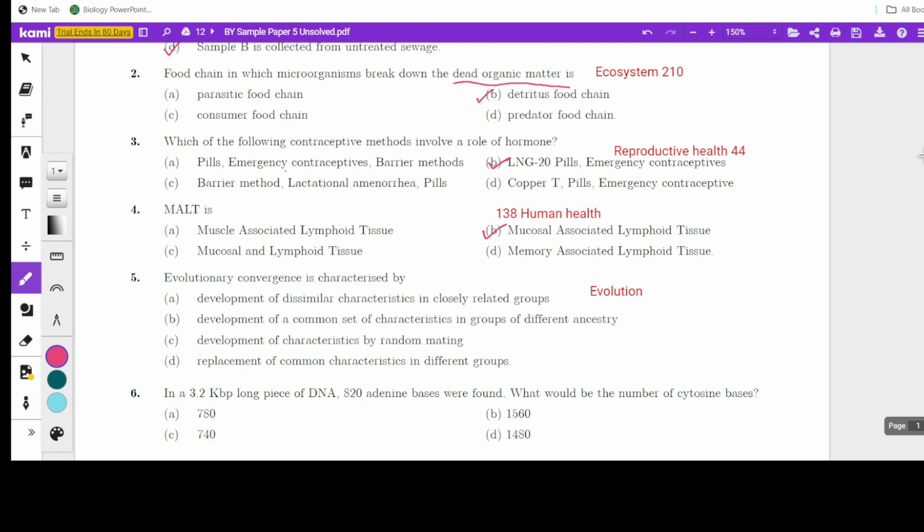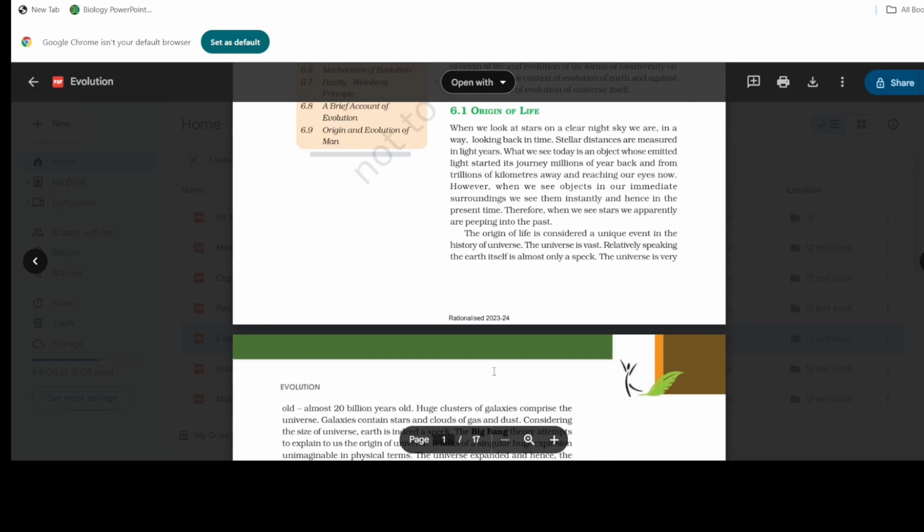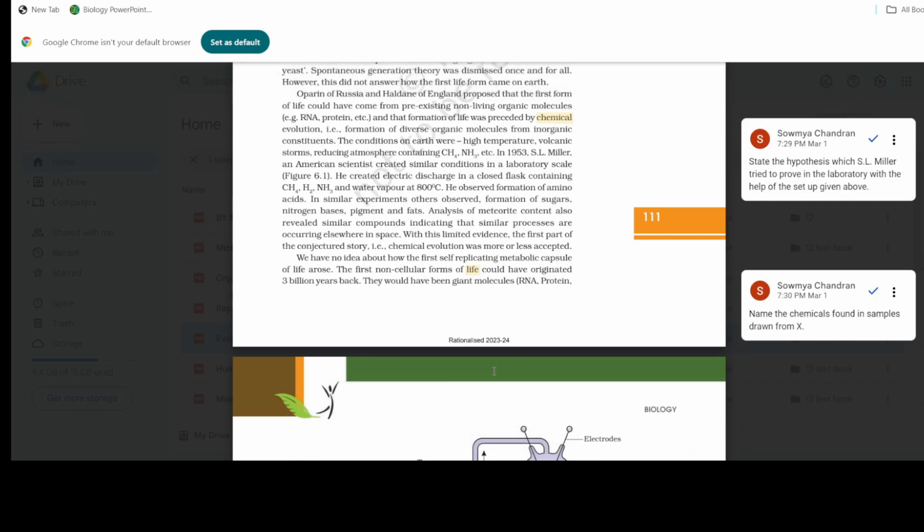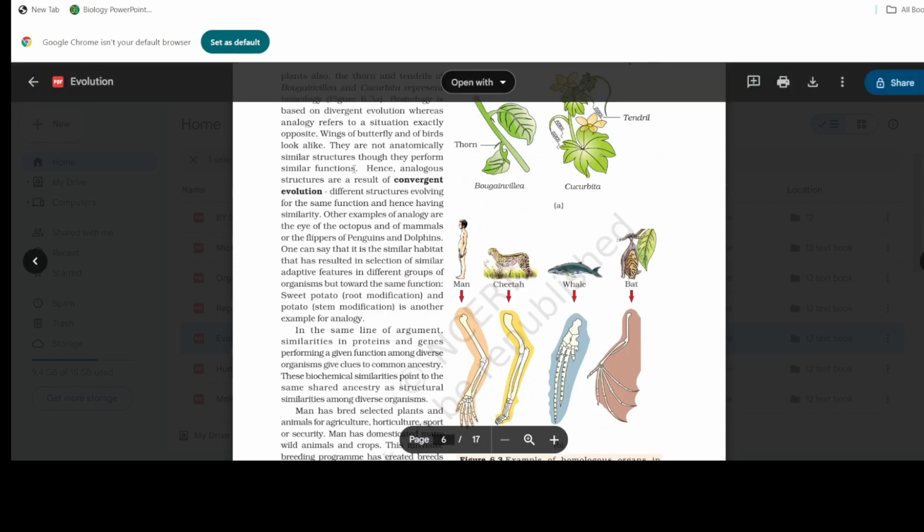Evolutionary convergence is characterized by, so convergent evolution, okay? Development of dissimilar characteristics in closely related groups, development of a common set of characters in a group of different ancestry, development of characters by random mating, or replacement of common characteristics in different groups. A bit confusing? Let us get into the chapter Evolution. Hope you all have taken the textbook. You can see the convergent evolution here.